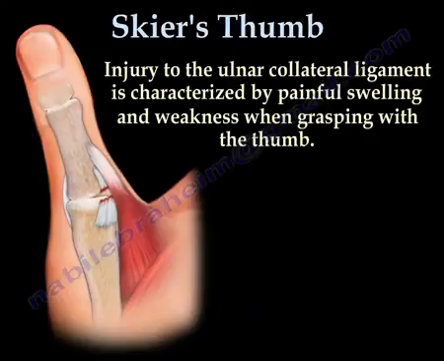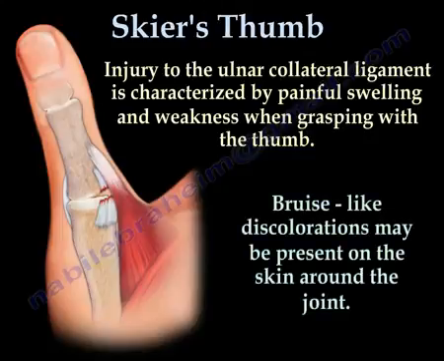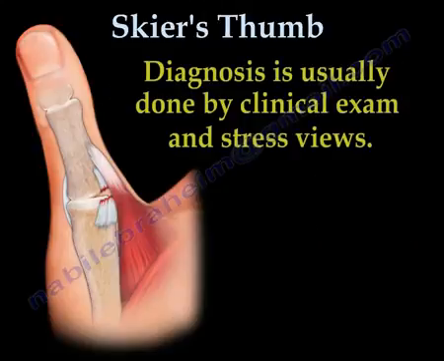Injury to the ulnar collateral ligament is characterized by painful swelling and weakness when grasping with the thumb. A bruise-like discoloration may be present on the skin around the joint. Diagnosis is usually done by clinical exam and stress views.